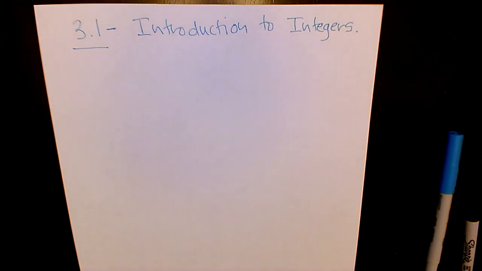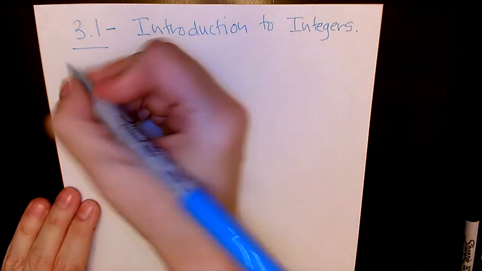Okay, Math 85ers, this is Chapter 3. We're going to Chapter 3. This is Section 3.1, Introduction to Integers. So, we did the whole numbers. I know we did the whole numbers, but did we do integers yet?